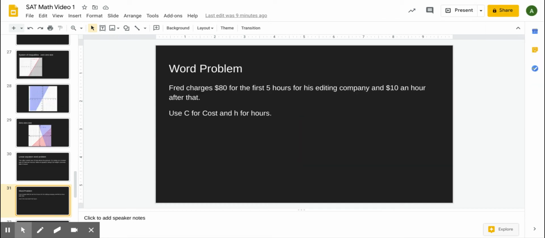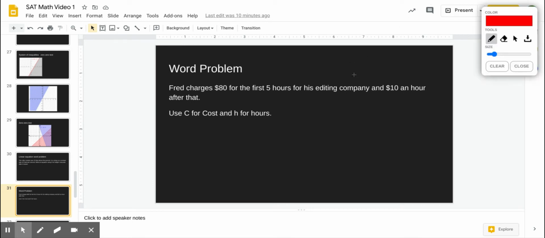All right. Here's another word problem. Let's try to do this. This one we have to be careful. You have to look at it carefully. So it says Fred charges $80. Fred Rogers. Who knows who Fred is, right? He charges $80 for the first 5 hours. Read this carefully, remember. First 5 hours. And then he's only charging $10 an hour after that. And we have to use C for cost and H for hours.